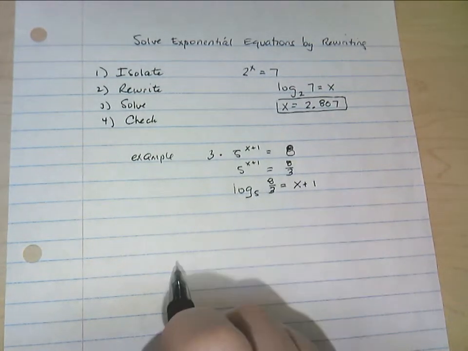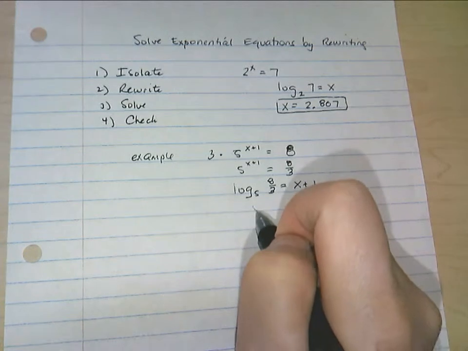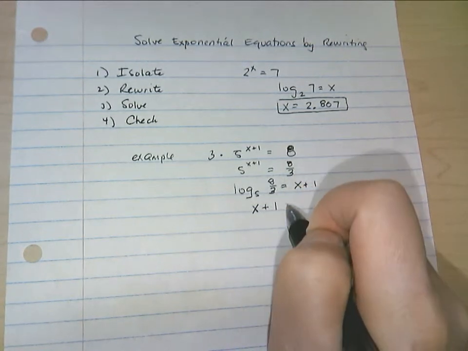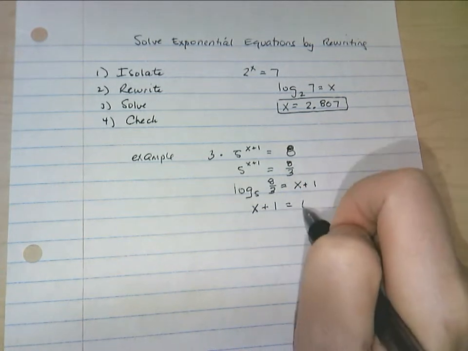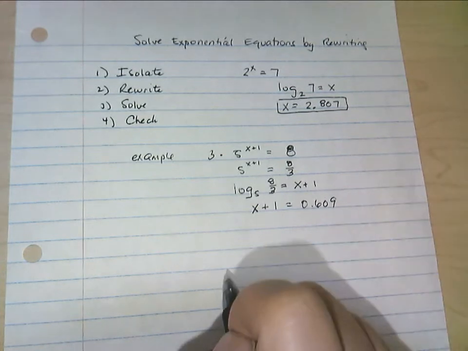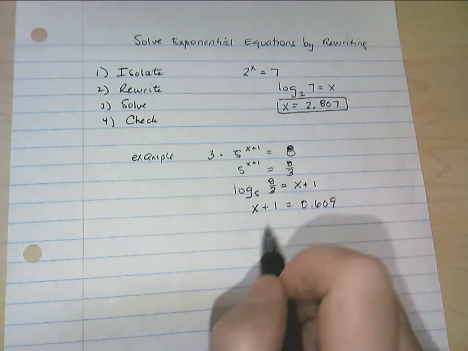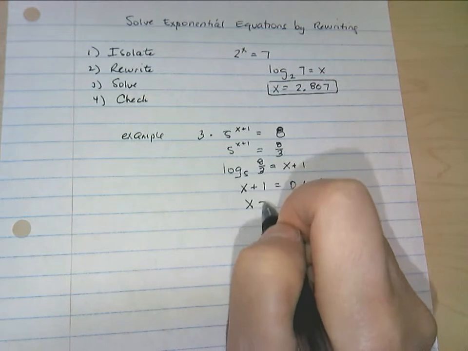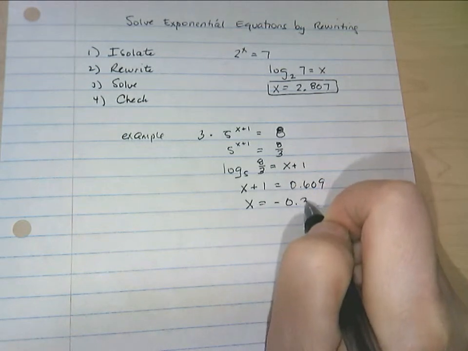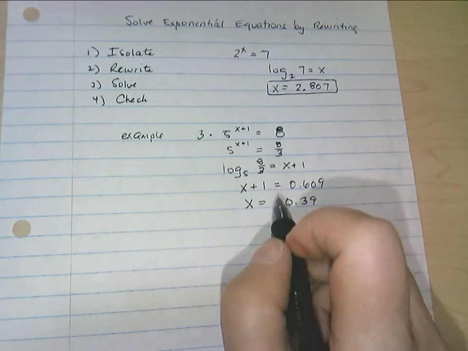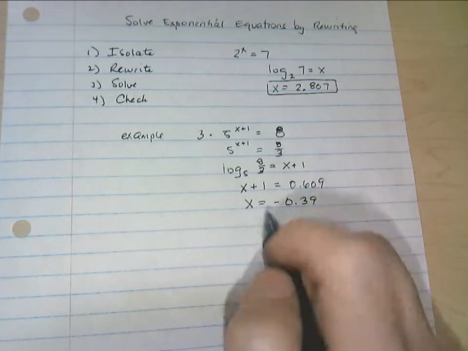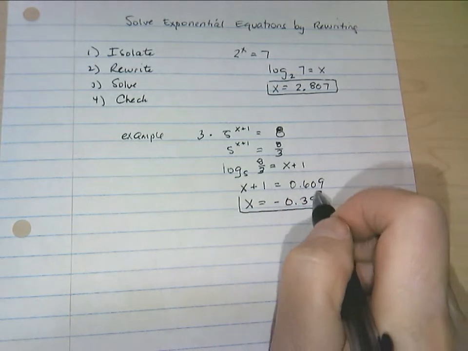Log base 5 of 8/3 is just a decimal, so I'm going to go ahead and write that in here. X plus 1 is equal to 0.609. To solve that for x, I would just subtract 1. So I'd have x is equal to negative 0.39. Check that by putting it back into the original equation, and I've already done that, and it's correct.